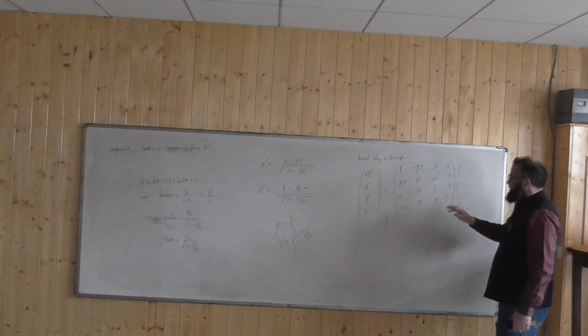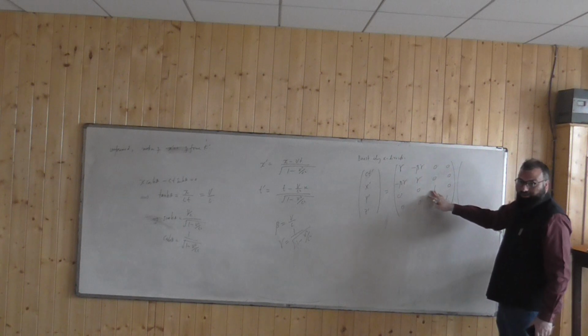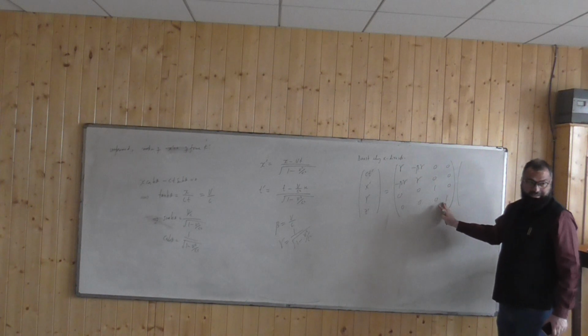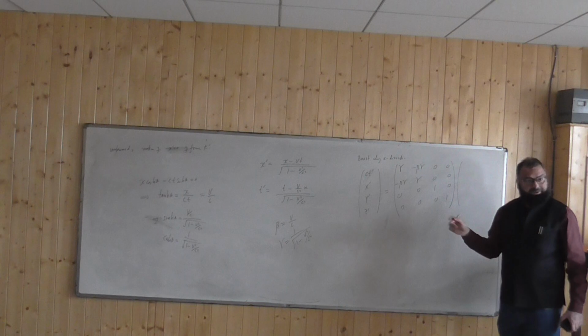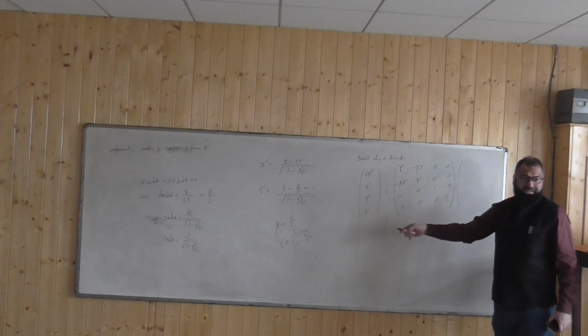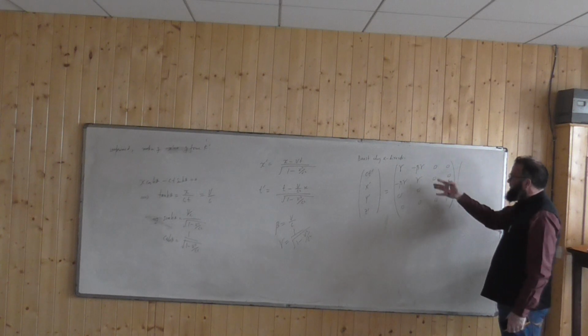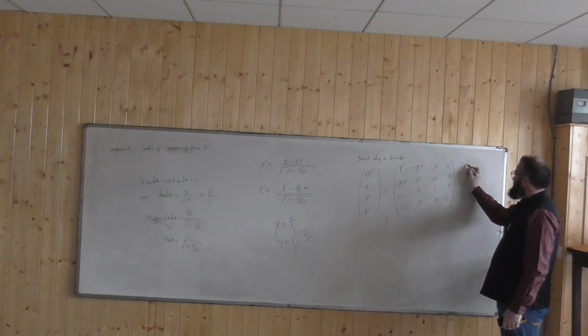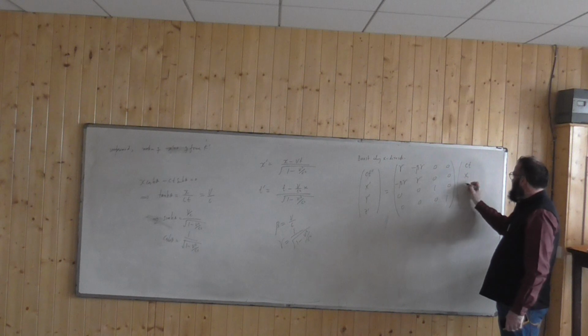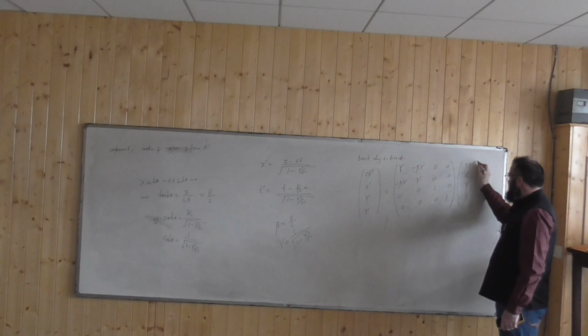So what are these? This is the y coordinate and this is the z coordinate. These are fixed. Everybody followed what I have done? I just relabeled, I renamed the parameters. These are actually the standard definitions. So this is ct, this is x, this is y, and this is z.